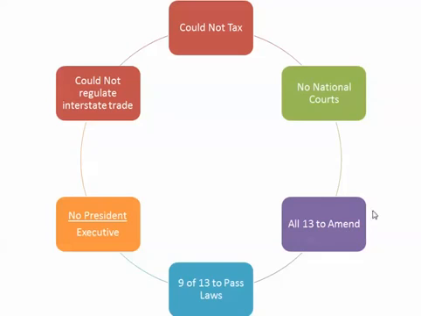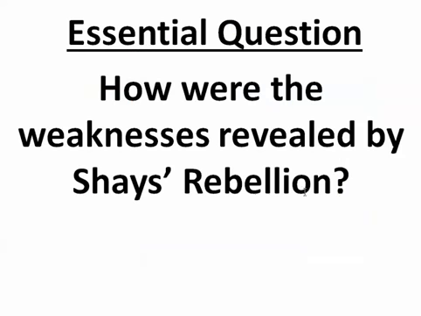In order to change the Articles, you needed all 13 states to agree. That was kind of hard to do. Nine out of 13 to pass laws was difficult. There was no president, no executive branch, no commander-in-chief to go out and put down rebellion. And then the national government could not regulate interstate trade. Alright, those are a few big ones. And then how are the weaknesses revealed in Shays Rebellion?